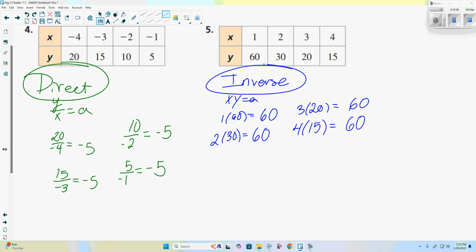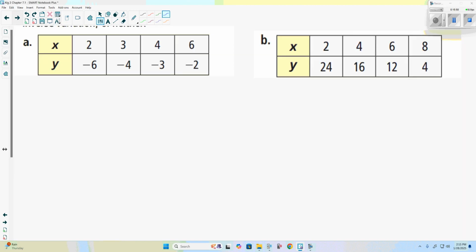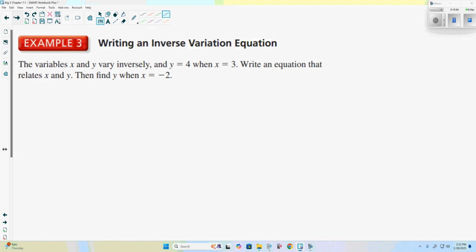Questions on this here? Do you feel good about this so far? So we see another example of a set of x and y values figuring out the direct or inverse. So good? Okay. Last thing we're going to look at.